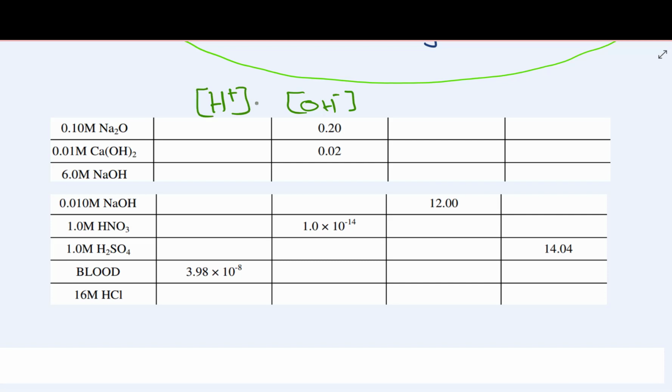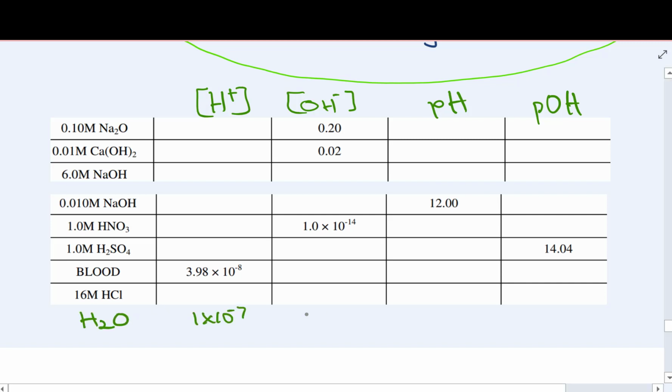Let's look at this table. So H plus here, OH minus here, pH here, pOH here. You can also add a column for acid and base, right? Now take water, 1 times 10 to the minus 7 H plus and OH minus. That's why water is neutral, no taste. And look it up, the minus log values, pH and pOH, is 7 and 7.